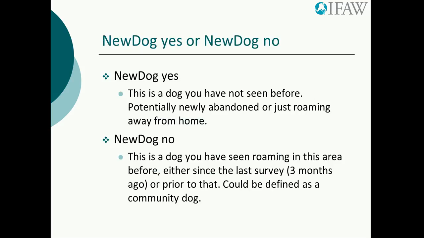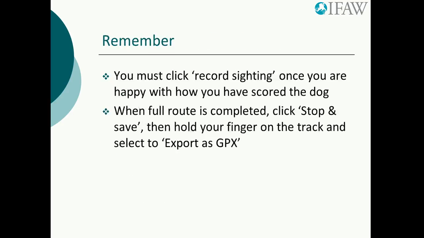The last category we've got on that details page is whether it is a new dog, yes, or a new dog, no. Now, new dogs are those which you have not seen before. So they're potentially newly abandoned dogs, or they may just be roaming away from home on that day. If you think you have seen the dog before, you've seen it roaming in this area, either you saw it on the last survey 3 months ago or prior to that, so you could define it as a community dog. If it's that kind of dog, you're going to click new dog, no, it's not a new dog.